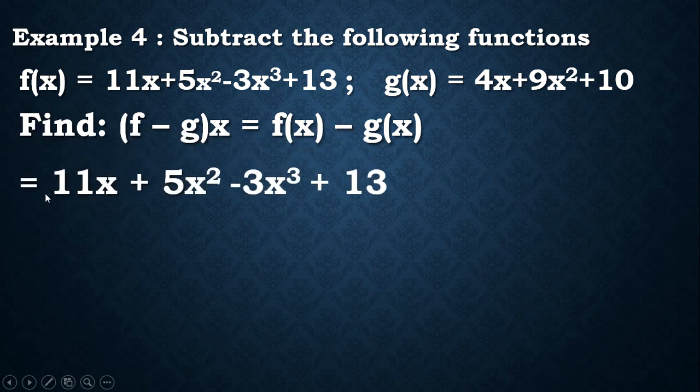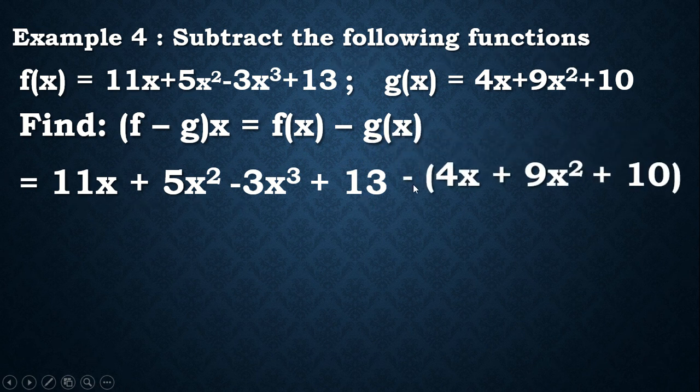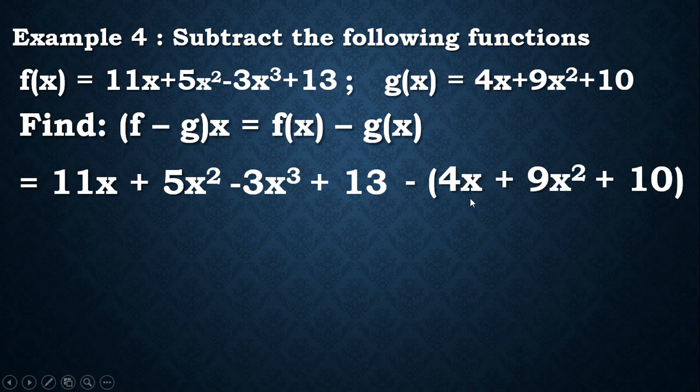We have to copy the f of x, which is 11x plus 5x squared minus 3x cubed plus 13, subtracted by the g of x, which is 4x plus 9x squared plus 10. So again, we have to enclose the g of x into a parenthesis so that we can emphasize the operation of subtraction. And then we have to combine like terms.